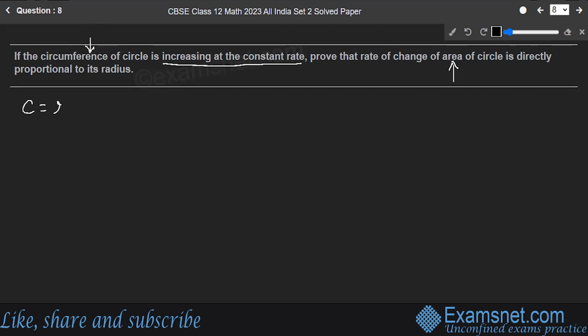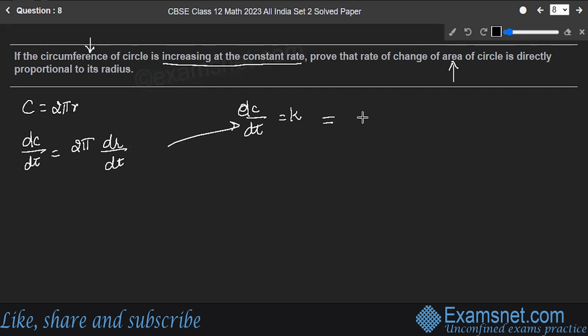Okay. The circumference of the circle is given by 2 pi r. That means dC upon dt is given by 2 pi dr upon dt. Also, you are given dC upon dt in the question. The circumference is increasing at a constant rate, so that is equal to k. Correct? So from here, k is equal to 2 pi dr by dt, or you can say dr by dt is equal to k upon 2 pi.